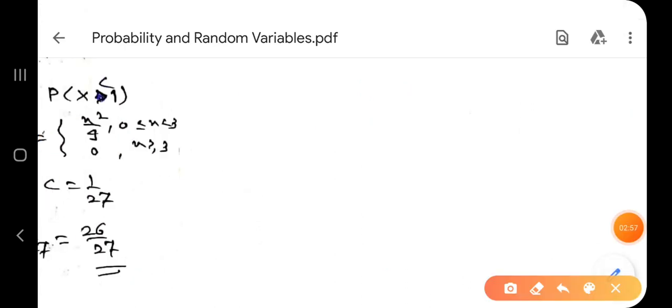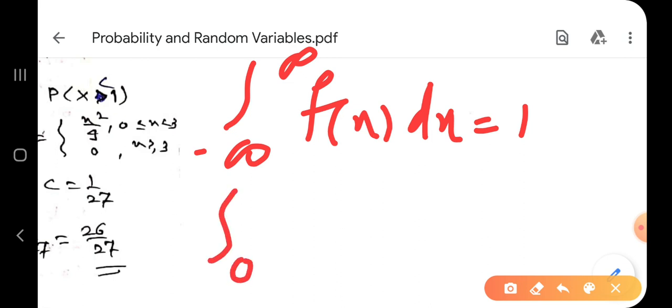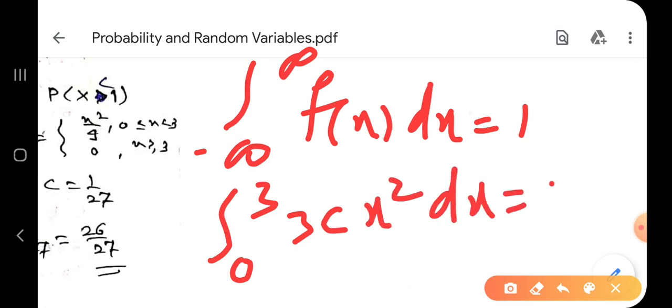Now our second question is to find the constant c. To find the constant c, always keep in your mind we take the integral from minus infinity to plus infinity of small f of x dx equal to 1. But here the interval is 0 to 3. So take 0 to 3. Then the integral of 3c x square dx is equal to 1. Take small f of x here: 3c x square. C is constant. What is the integration of x square? X cube upon 3.